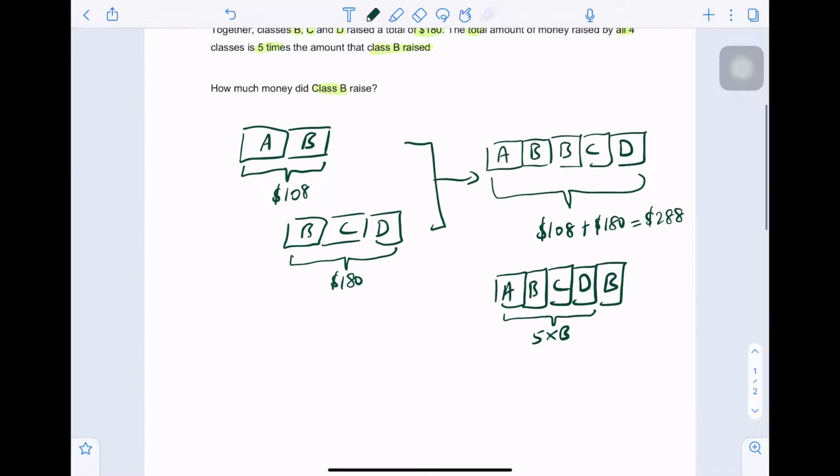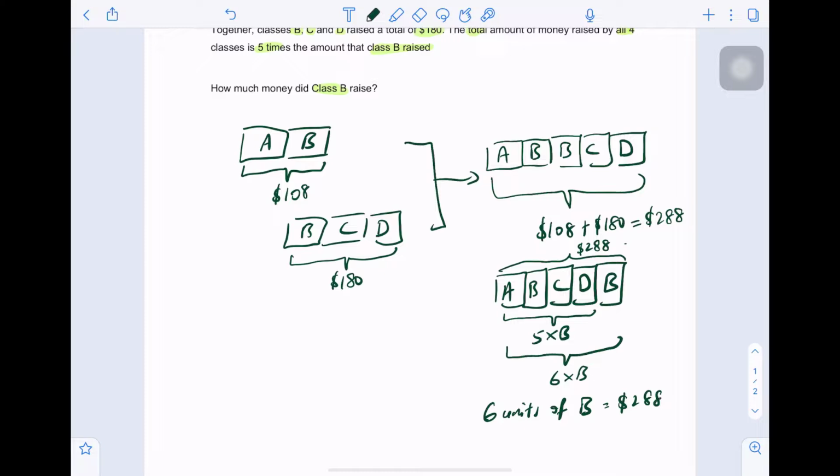Right? So instead of putting A, B, C, and D, we can put 5 units of B plus 1 unit of B, which totals 6 units of B, and that will be equal to, again, $288 here. So 6 units of B is equivalent to $288.